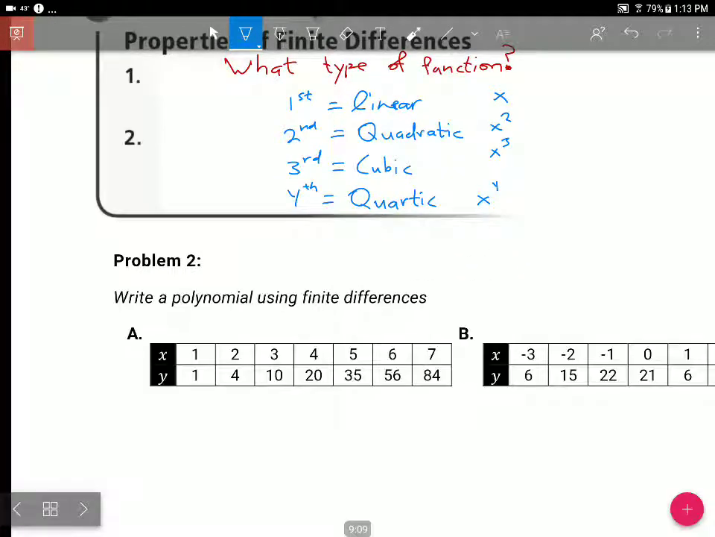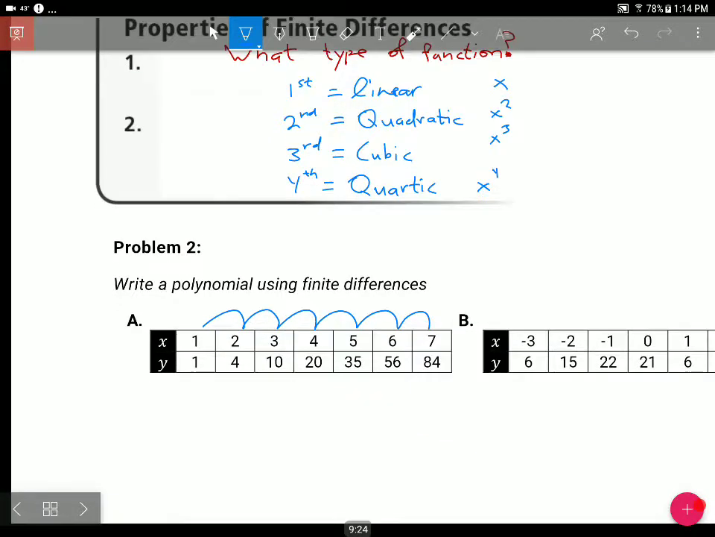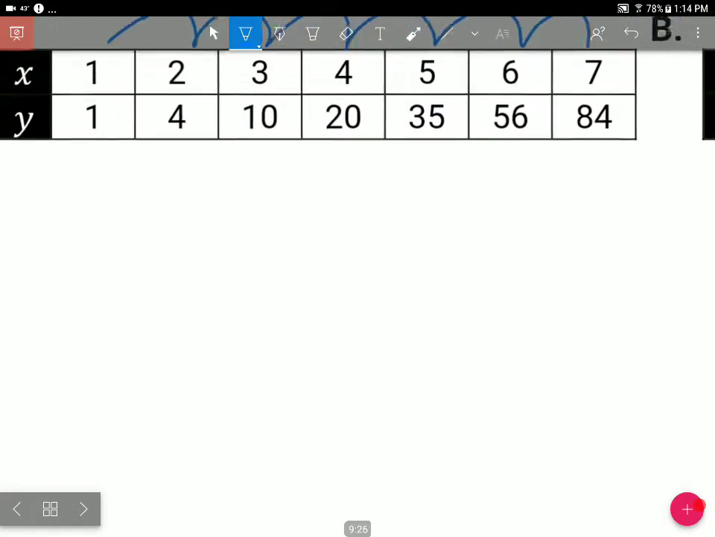All right? You notice how the x's go up by the same amount. They all go up by 1, right? To do this, all your x's have to be consecutive. They can go up by 2s, they can go up by 3s, but they have to be constant in that sense. You follow me? For this to work. So here's what we're going to do. We're going to start subtracting our y's.